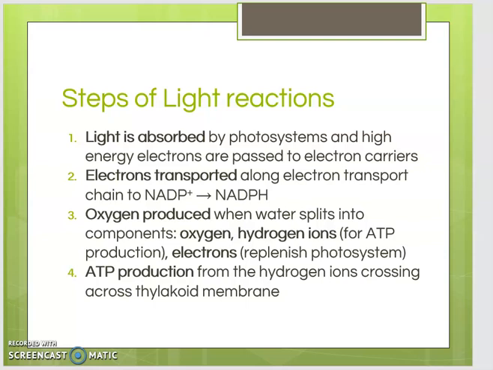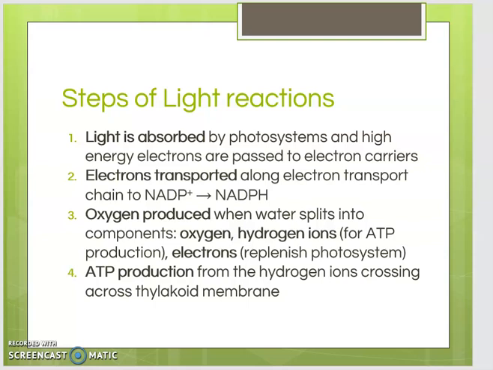So water in the light-dependent reactions is necessary. This is why plants need water, because it's going to allow it to be split to produce electrons and then allow for the release of oxygen. The last step that happens is that ATP is produced when hydrogen ions cross the thylakoid membrane. We call this process chemiosmosis, which is a big word, but it's essentially how ATP is made.